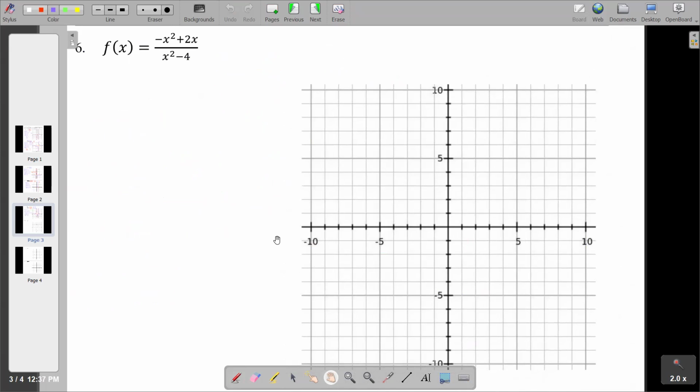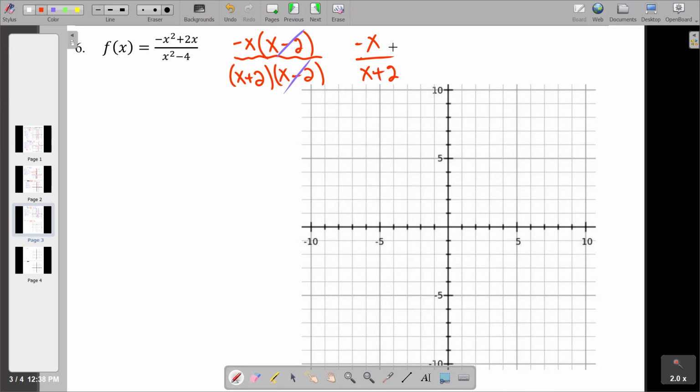So number 6, let's factor. What's the top going to be when we factor it? Pull out a negative x, leaving us with minus 2. What's the bottom going to be? Good old classic difference of 2 squares. And then while we're here, we'll go ahead and give these things a little, and then over to the side, we'll write our post-reduction. So our fixed function is negative x over x plus 2. And now we go through the list.